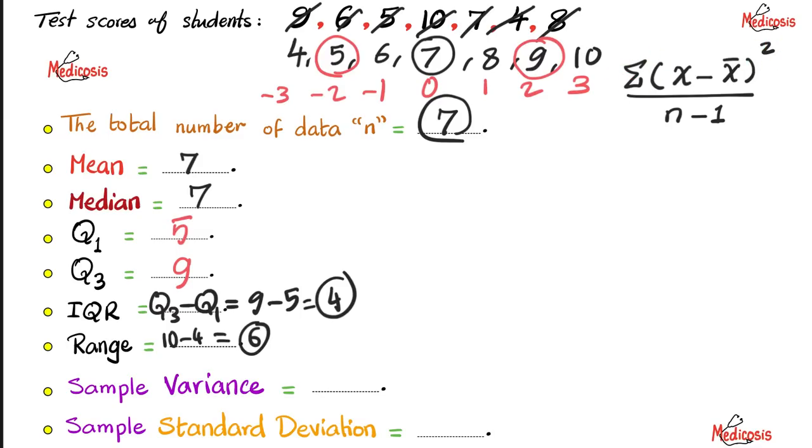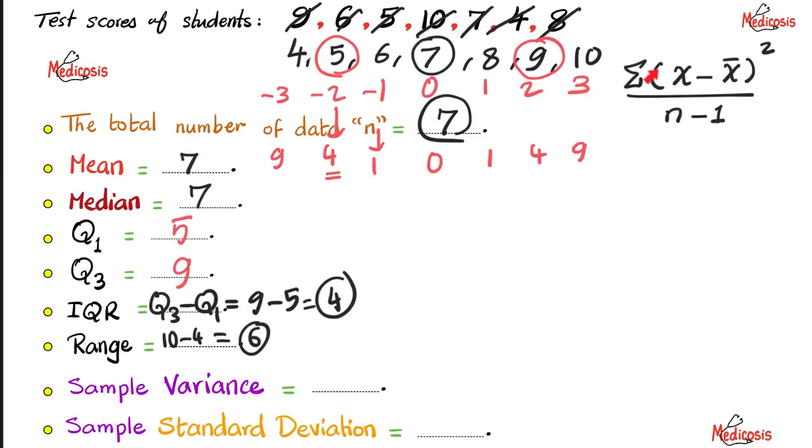So let's square the negative 3. If you square the negative 3, it becomes 9. Square the negative 2, it becomes positive 4. Square the negative 1, positive 1. Square the 0, 0. Square the positive 1, positive 1. Square the positive 2, positive 4, just like this. Square the positive 3, positive 9, just like this.